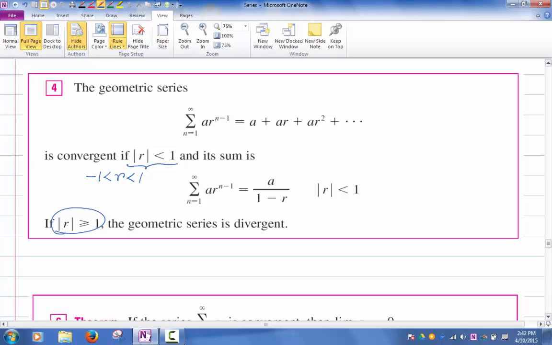Geometric series is the simplest series. However, it is used a lot, even if you look into a finance book.